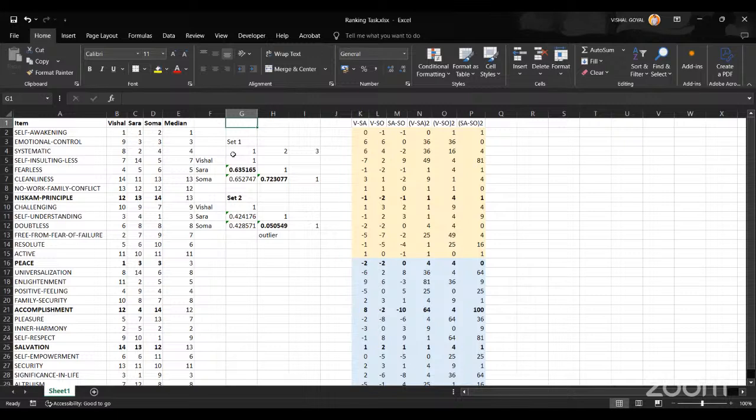And what is self-understanding? Self-understanding is 3. Okay, self-awakening is very high, that is very common. And maybe inner harmony is also 2, sir. Self-awakening is 1, and inner harmony is 2. So this is a very good thing. So based upon that, you can make the analysis. But in case of the goal-oriented, possibly you will find the differences there.